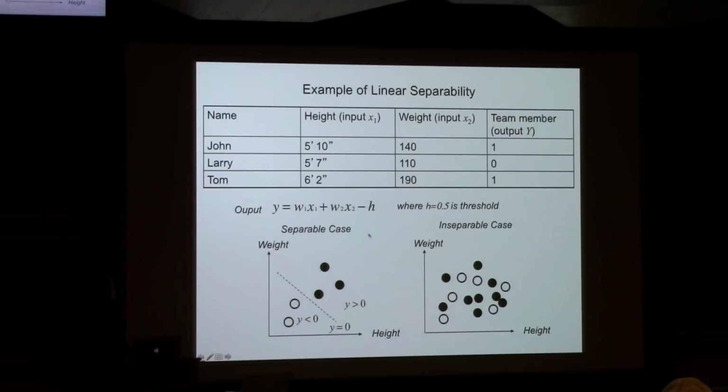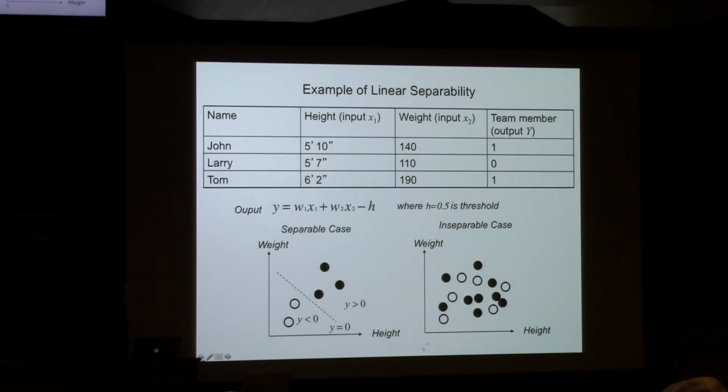So the question is, if you have a bunch of examples like that, and you only give me the inputs and the outputs, can I learn the weights in some way? Eventually, given enough examples, if you give me another person I never heard of, with the height and the weight, I can guess whether this person is a team member or not. So this actually works that way. If you use real examples, it will actually work.